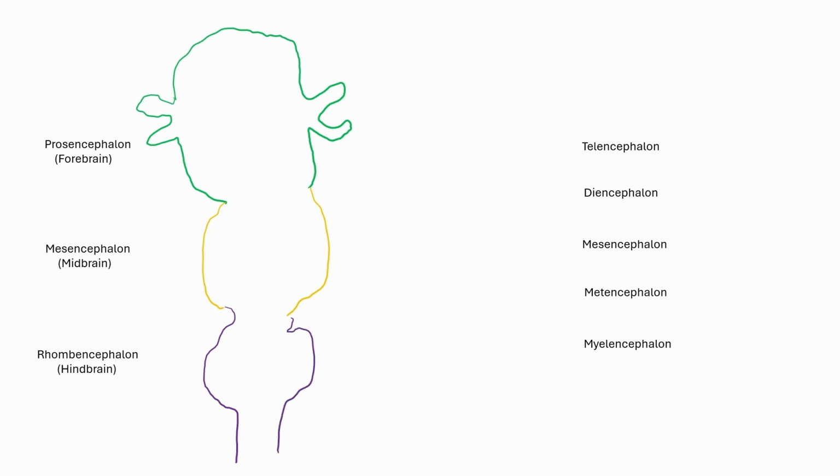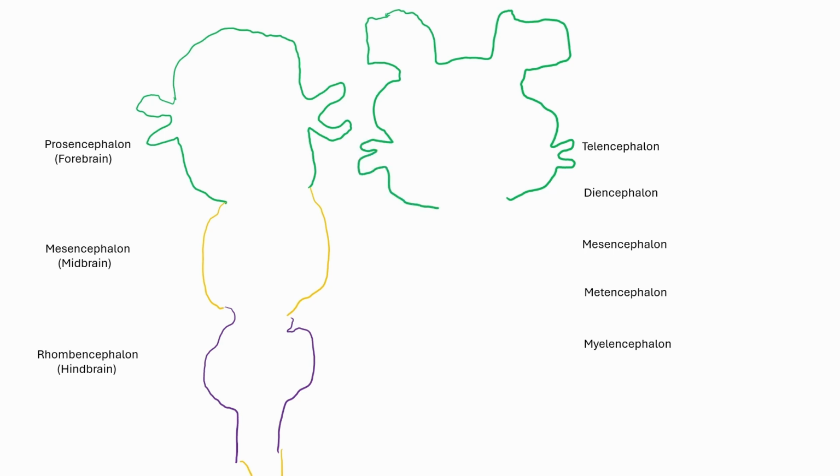The prosencephalon forms into the telencephalon and the diencephalon. The mesencephalon stays as the mesencephalon, and the rhombencephalon becomes the metencephalon and the myelencephalon. The telencephalon becomes the cerebrum. The diencephalon forms the thalamus and the hypothalamus.